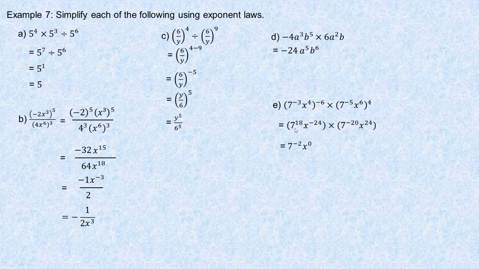So these two powers have the same base, so we're multiplying powers of the same base, so we add the exponents. 18 and negative 20 is negative 2. And on the x's, now negative 24 and 24 would add to 0, so that's just x to the 0, which is, of course, 1. So this is really just 7 to the negative 2, which would be 1 over 7 squared. And, of course, if you wanted to, you could evaluate the 7 squared and write that as 1 over 49 if you wanted to evaluate it. And that would be the final answer.